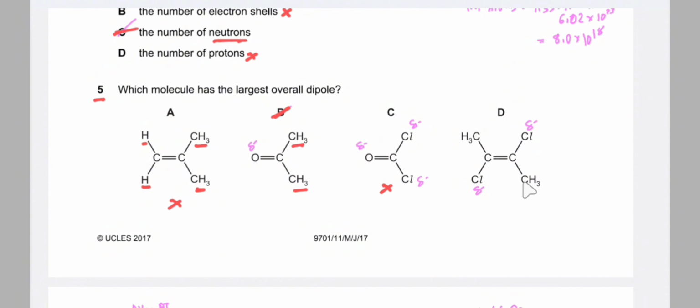Then CH3 has no dipole and Cl is slightly negative, so this molecule is also symmetrical, which cancels the dipole, so there is no dipole.